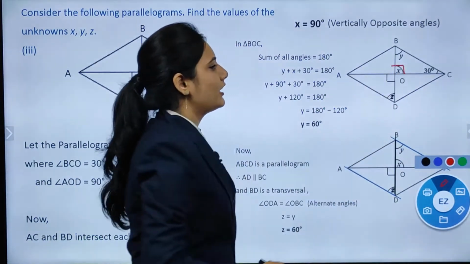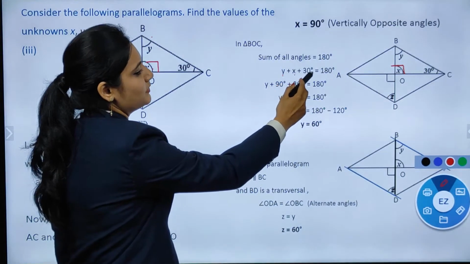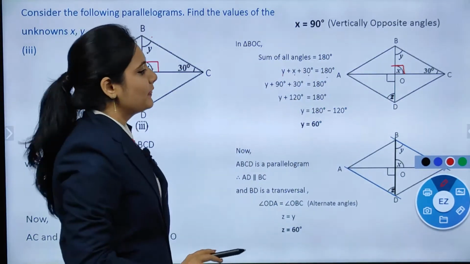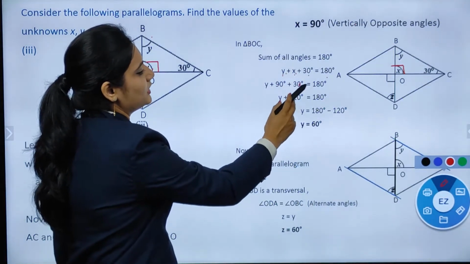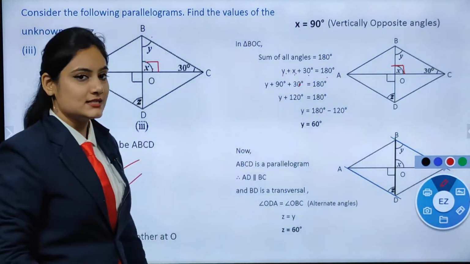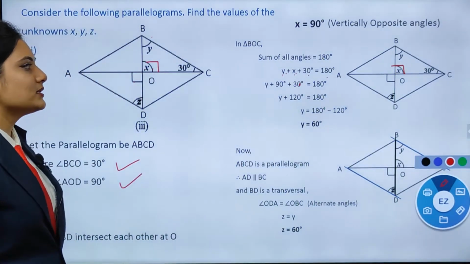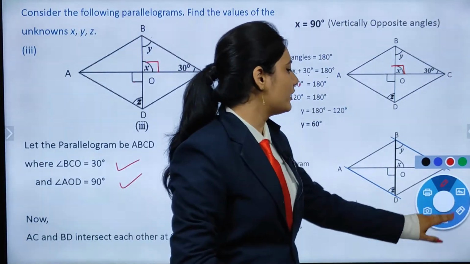If I take the triangle BOC, in that triangle y plus x plus 30 is equal to 180 degree. Y plus x, x is 90, plus 30 is equal to 180. So we will get the answer y is equal to 60 degree. Now you have got the answer for y, but still you have to find the value of z. So how can you find it out?